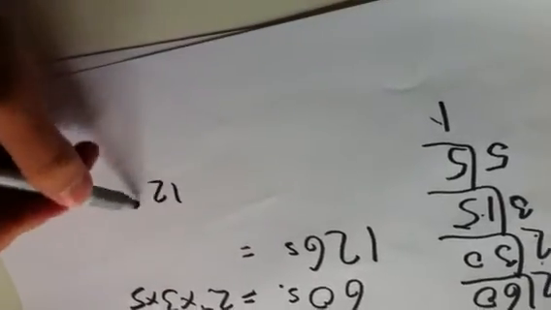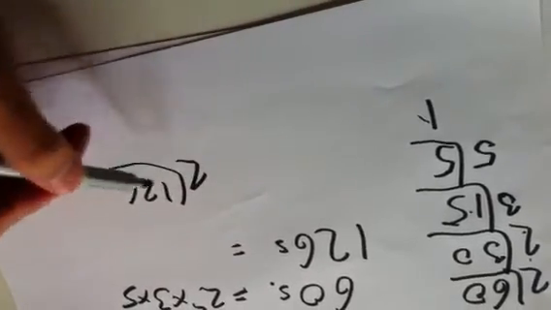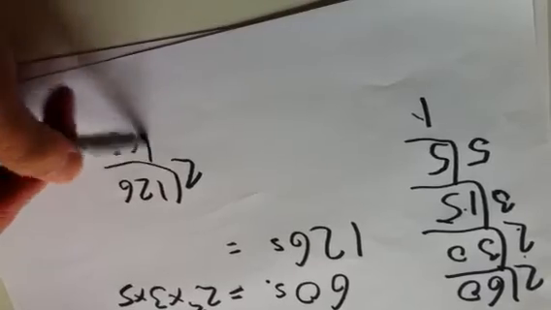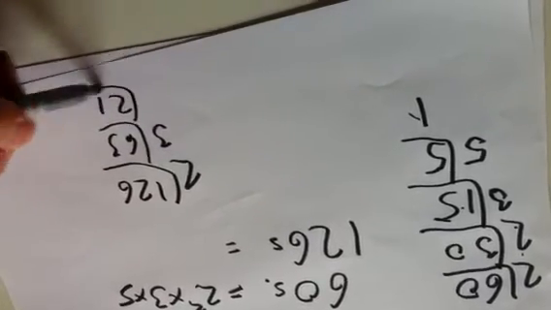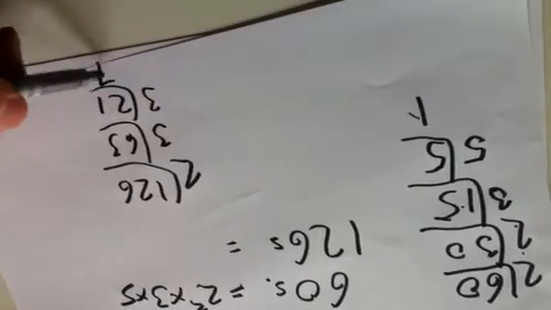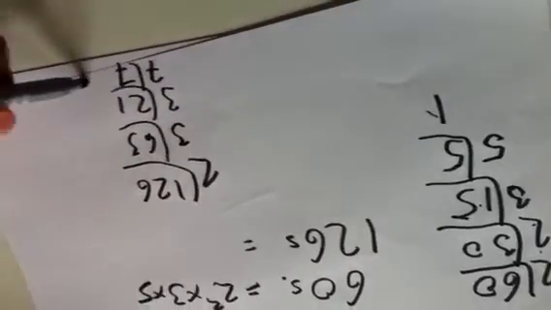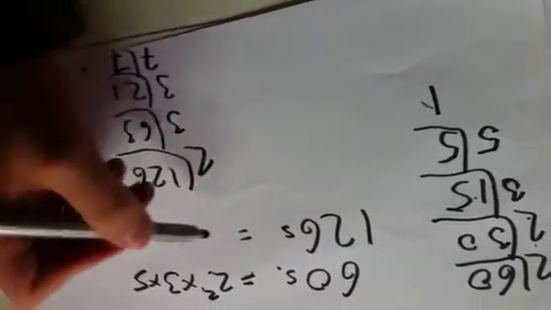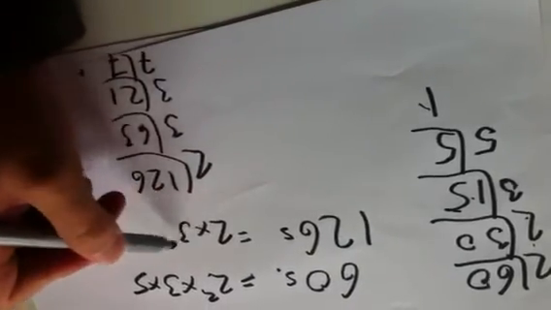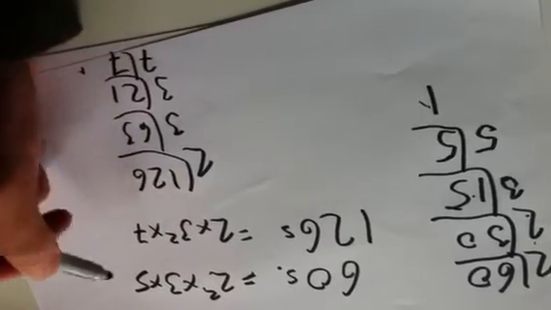126, let's just do that. 126, divide that by 2, that's going to be 63. Can't divide that by 2, but you can divide it by 3 to get 21. You can divide that by 3 to get 7, and then 7 divides by 7 to get 1. So it's 2 times 3 times 3 times 7, 2 times 3 squared times 7.